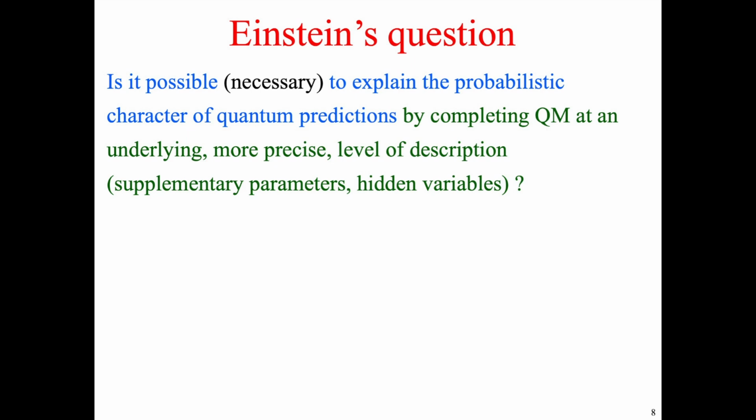And you can call that level supplementary parameters, hidden variables, etc. It's clearly the same kind of reasoning as to say, if I have a Maxwell-Boltzmann distribution for the molecules in this room, in fact, I think that each molecule has its own trajectory, etc., and that the statistical description is convenient, but is not fundamental.